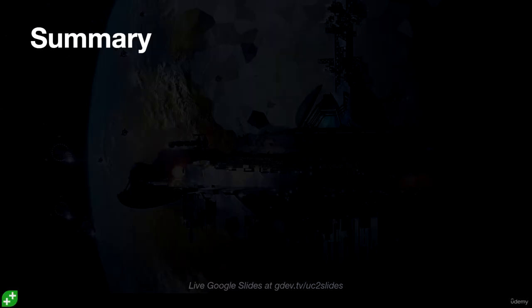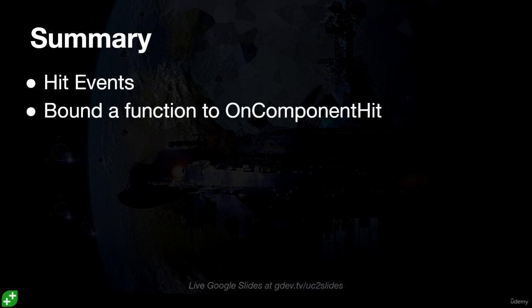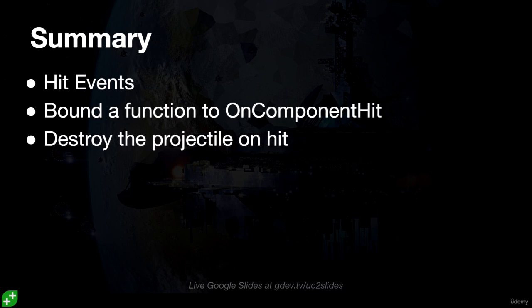So in summary, we have learned about hit events and how these are implemented as multicast delegates, and we learned how those work. We created a function called onHit and bound that function to the onComponent hit delegate that our projectile mesh has inherited from the uPrimitiveComponent class. Now, we haven't destroyed the projectile onHit, but we now know that we can easily do so because we have this callback function, and we can place logic in this function, such as destroying the projectile. So we'll handle that in a future video.